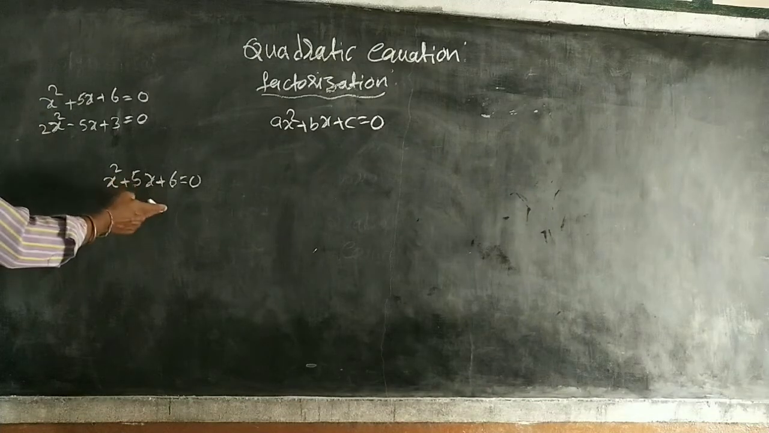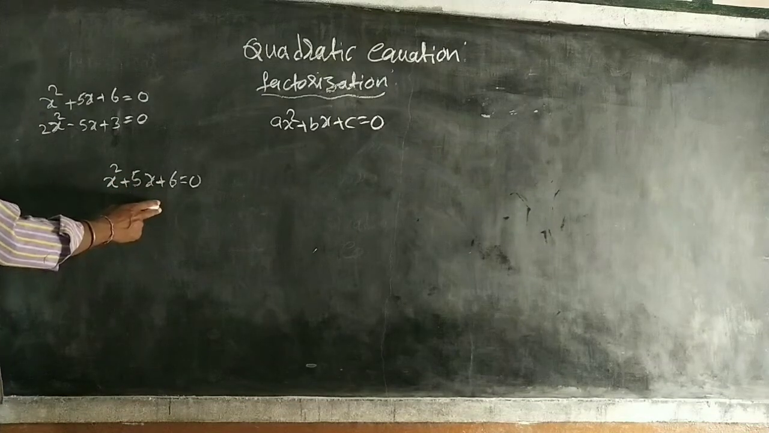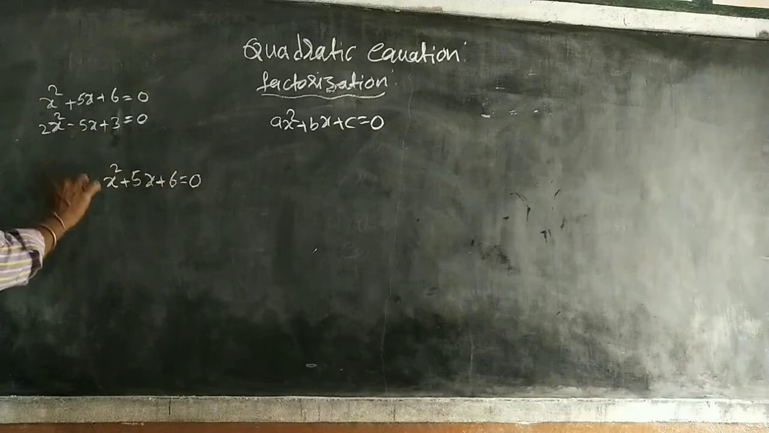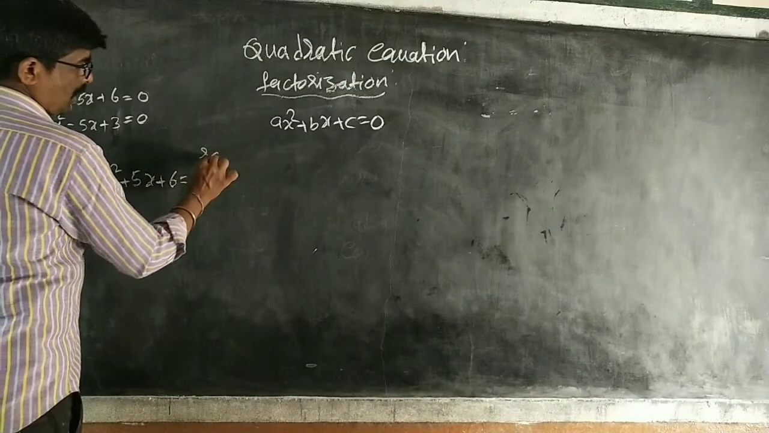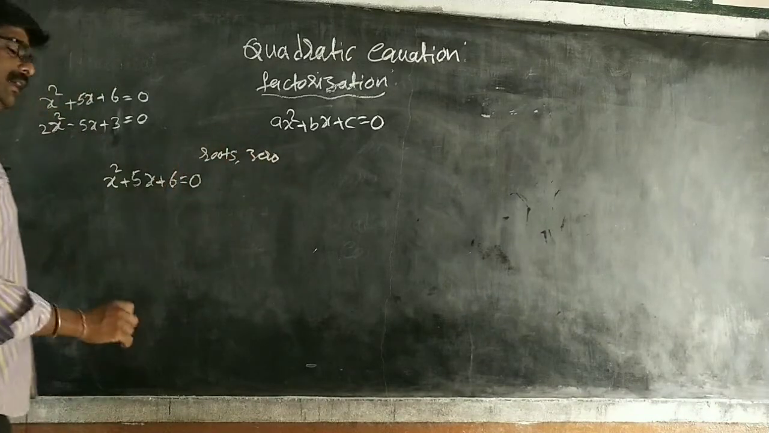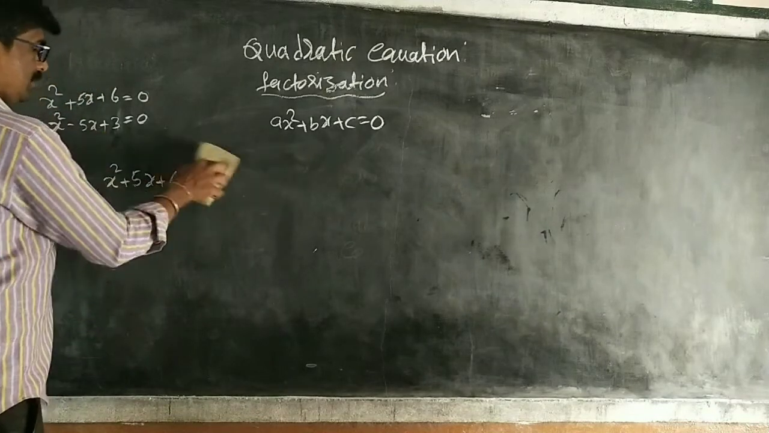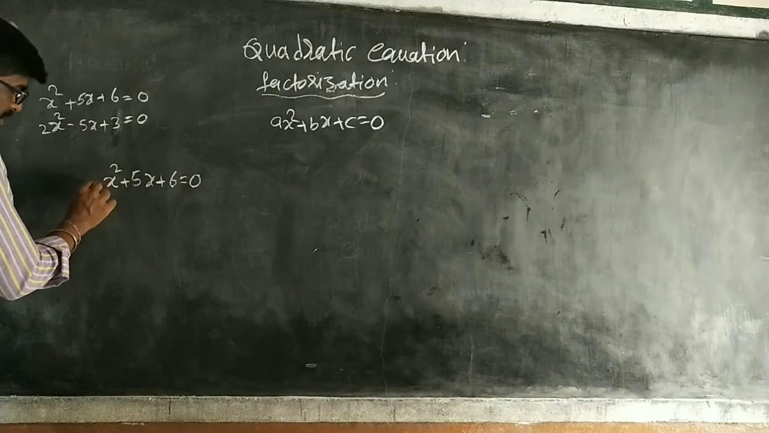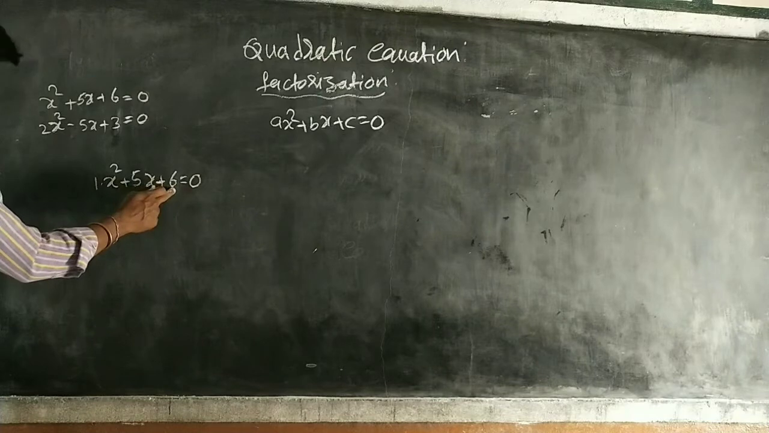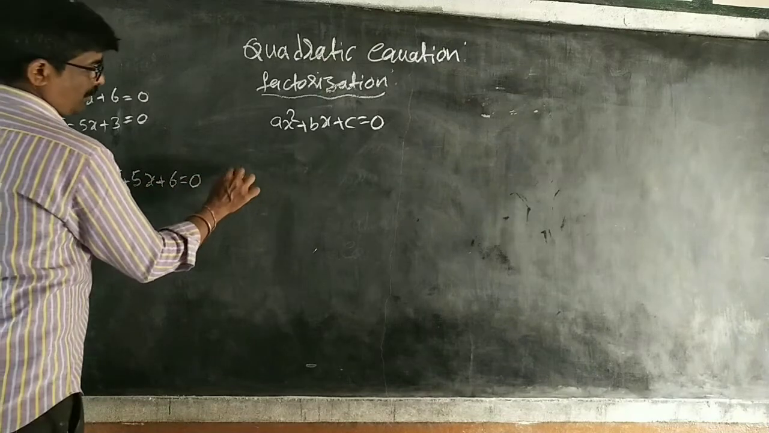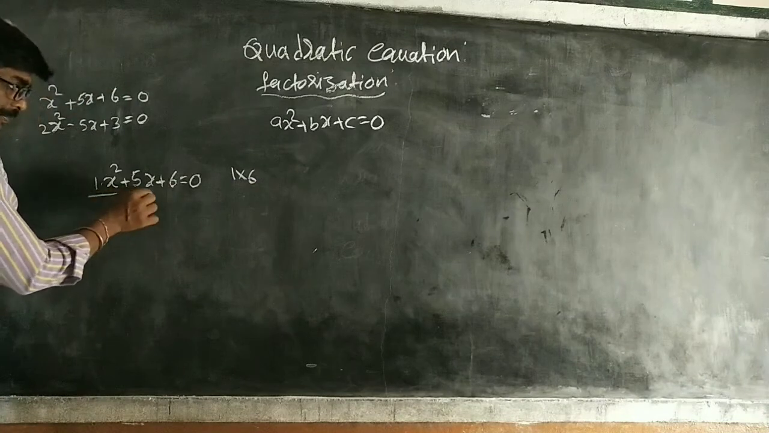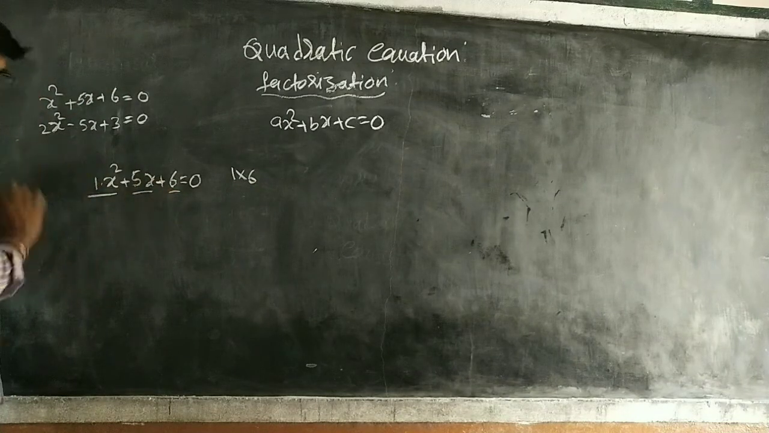Sometimes it is given: find the roots of the quadratic equation. Here roots and zeros are both the same. Okay, right. Next, observe. The coefficient of x square is nothing but 1. Here 1, 5 and 6: this is the x square term, x term, and constant term.